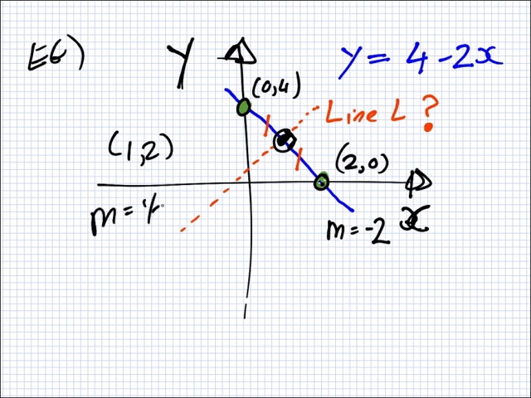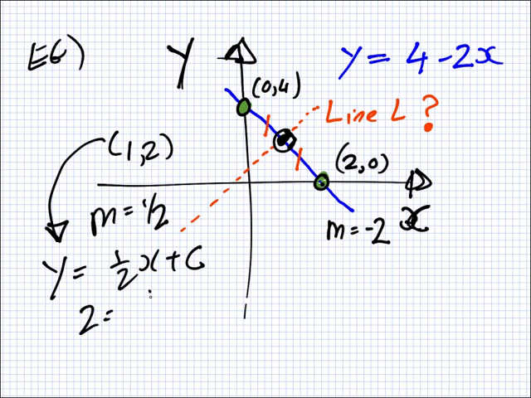1/2. A half. So by using y equals mx plus c, sub this in. What do I get? 2 equals a half plus c. So c is 3 over 2. So the answer is y equals a half x plus 3 over 2. So actually it doesn't go through the origin, it goes through 1.5.